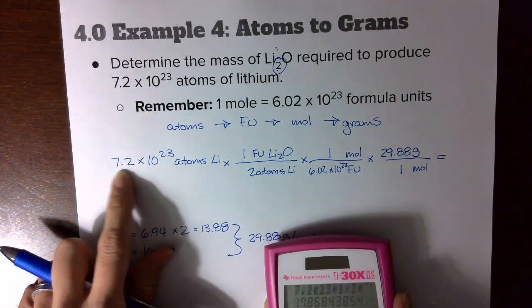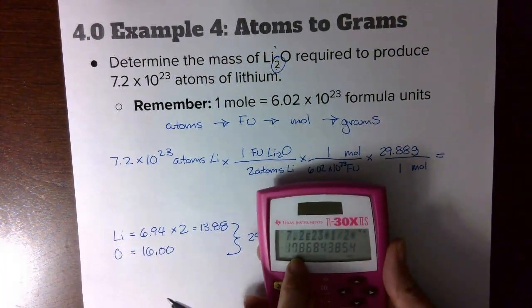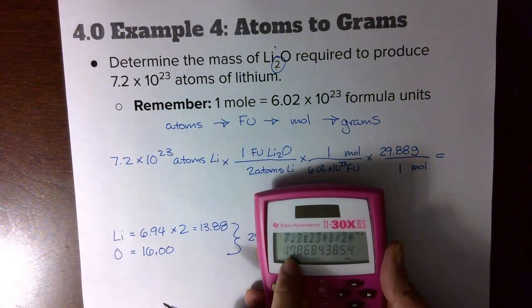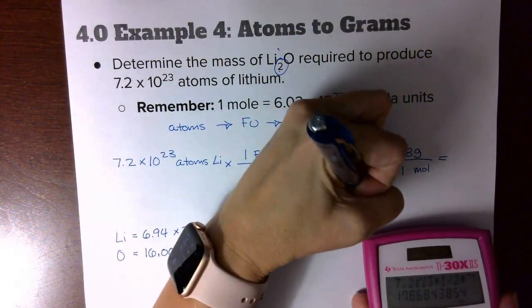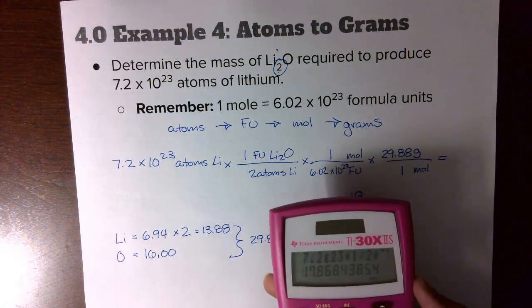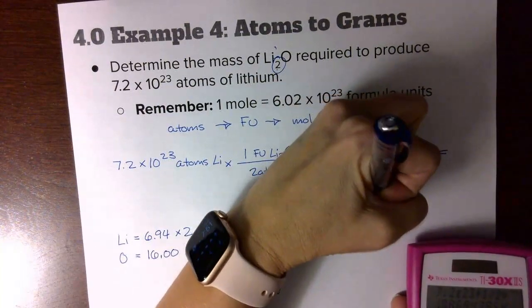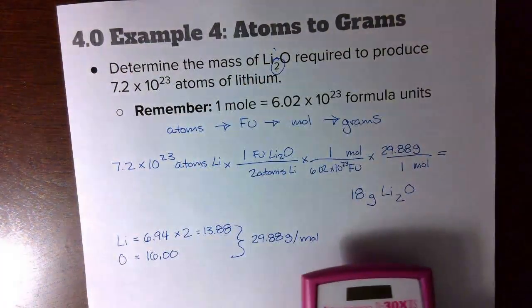And we can see that our starting value only had 2 numbers, so I'm only going to keep these first 2 numbers here. The 8 tells me I round my 7 up to an 8, so my answer is going to be 18, right? So it's going to be 18. I don't have any times 10 to the anything, so it's going to be 18 grams of Li2O is my final answer.